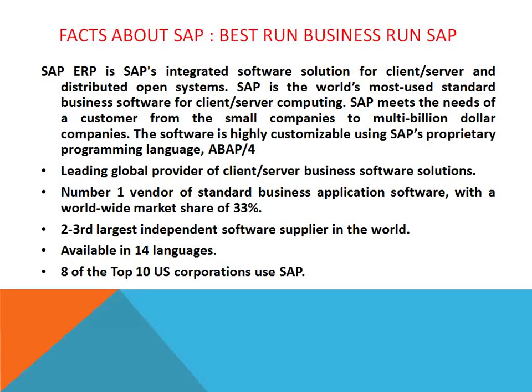So, facts about SAP. ERP is basically SAP's integrated software solution. It's called a client-server relationship. What is the client-server relationship? When you want to log on to your email account, you directly access your servers. So you are acting as a client and your server is sitting somewhere at Yahoo, Google, or some other platform. This is called a client-server relationship and distributed open system. SAP is the world's most used standard business software for client-server computing.